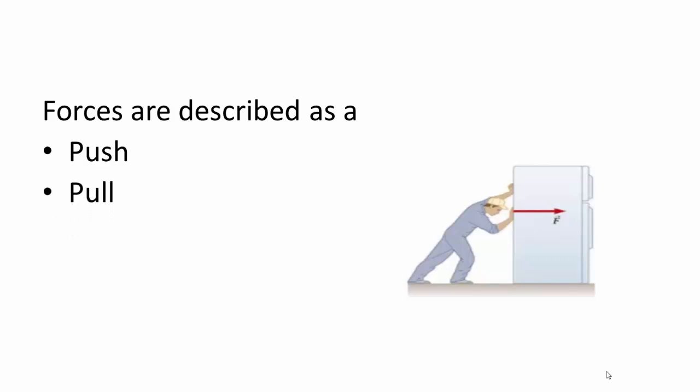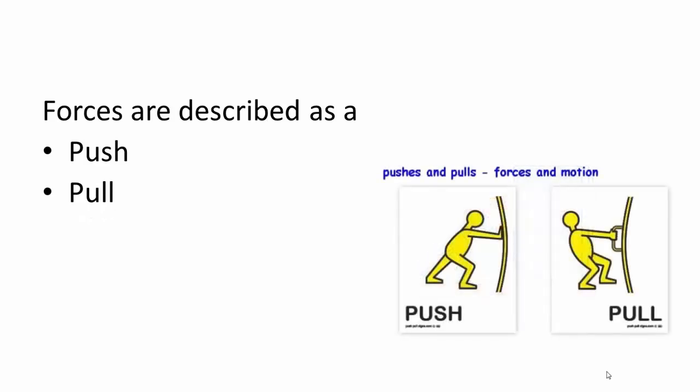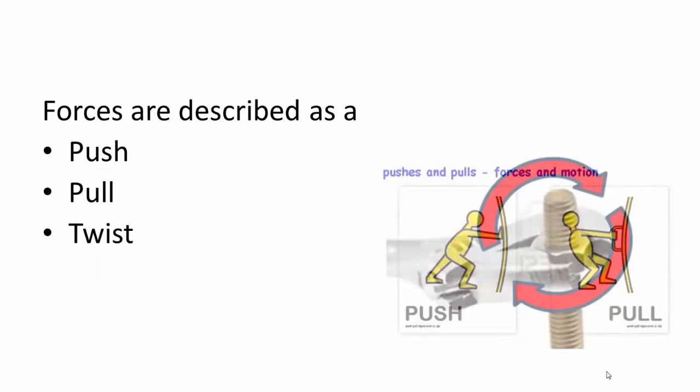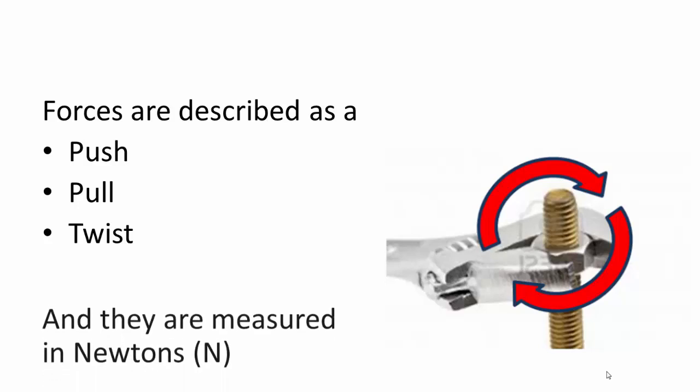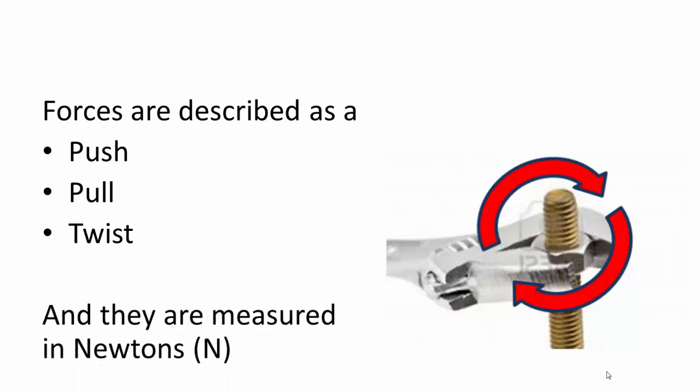A pull. And the one on the right here shows that you're pulling something towards you. And a twist. A twist is when on one side you're pushing away and on the other side you're pulling towards you, so you make it turn round. That's a twist. So these are the three kinds of forces: push, pull and twist. They're all measured in newtons.